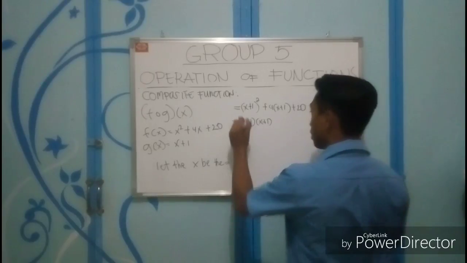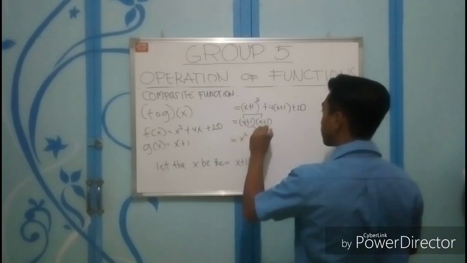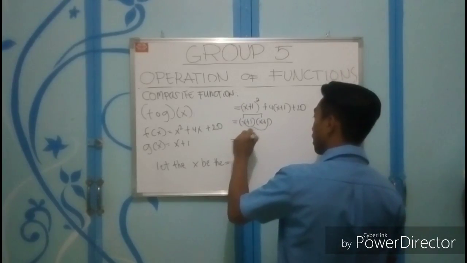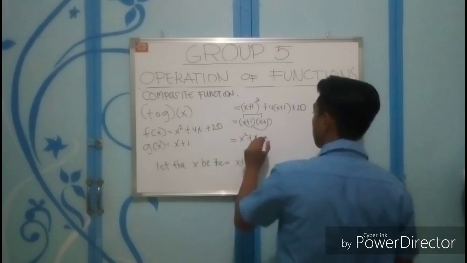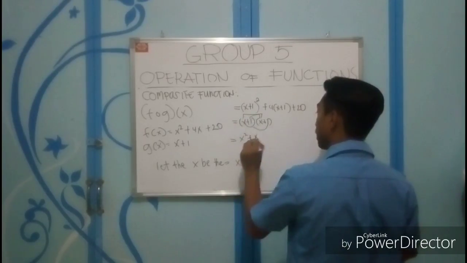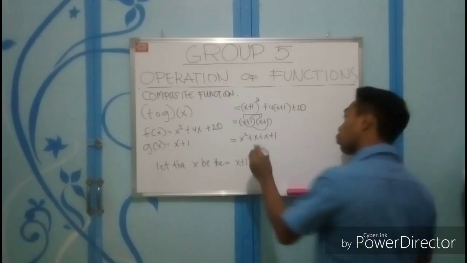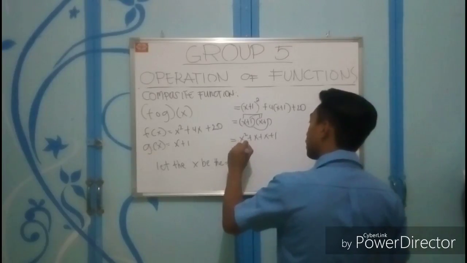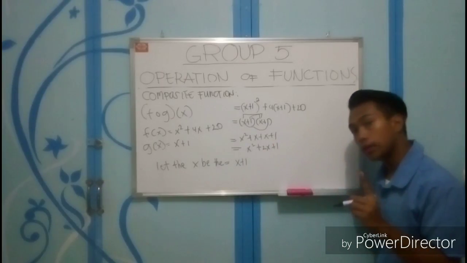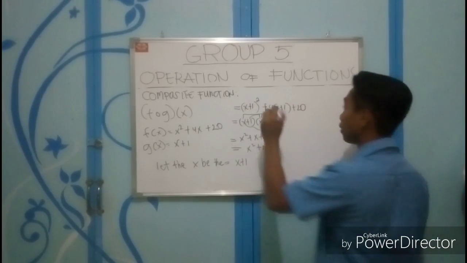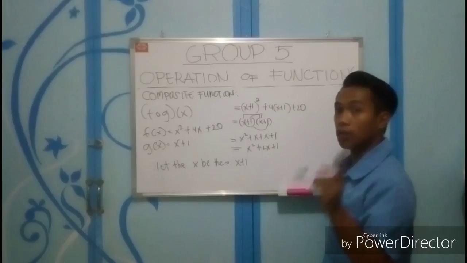First is x times x equals x squared. X times 1 equals x. Then 1 times x equals x again. Then 1 times 1 equals 1. So we will combine it: x squared plus 2x plus 1. Get it? Then to the next, since 4 times x plus 1, we can distribute the 4.